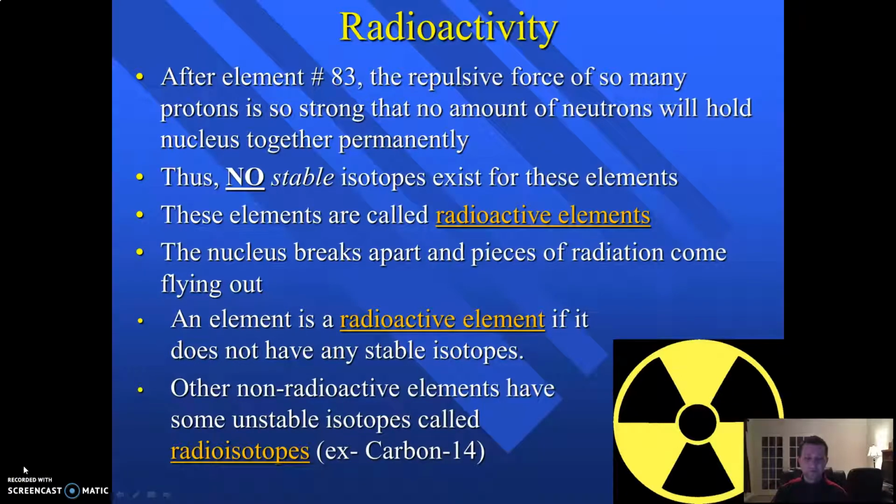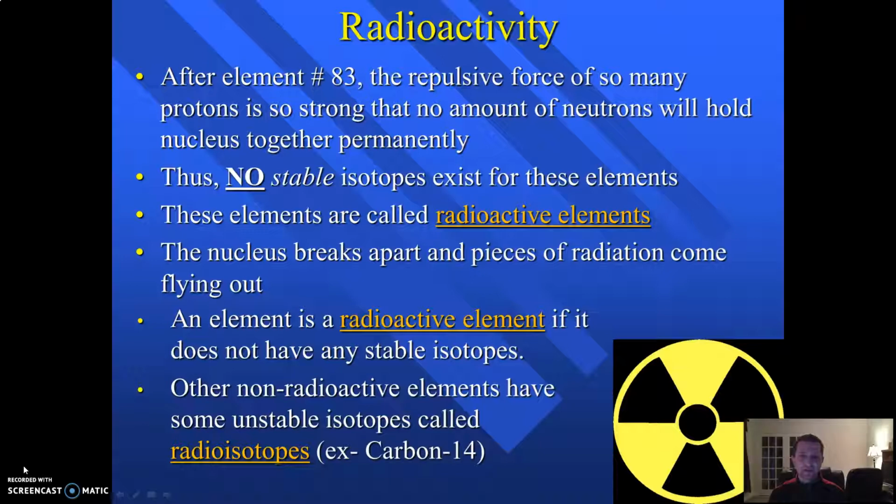What we're going to do today is look at a short presentation on something called half-life. So where we left off, talking about radioactivity, we looked at elements after 83, and we said that there's really no amount of glue or neutrons that can hold them together permanently. So there are no stable isotopes that exist for elements 84 through the end, through 118.